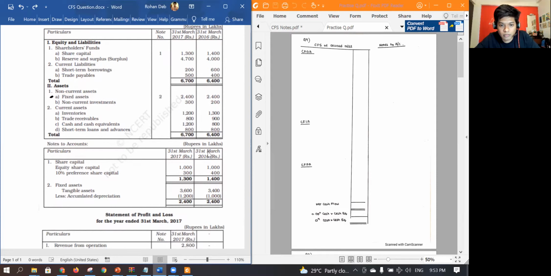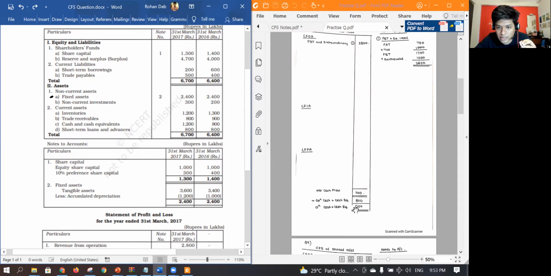So firstly, what I'll do is I'll add the cash and cash equivalent. So 1200 is over here and 800 is over here. So earlier it was 800, and then 400 cash flow was there in this year, and it became 1200. So here I'll add 800, here I'll add 1200. And net cash flow I can see from here. See, cash and cash equivalent changes 400.